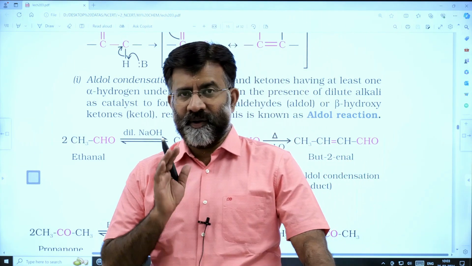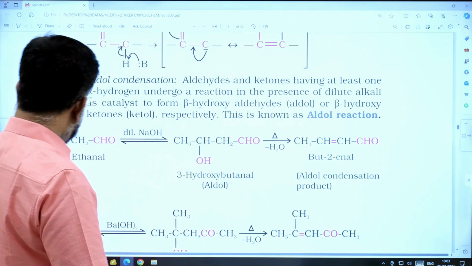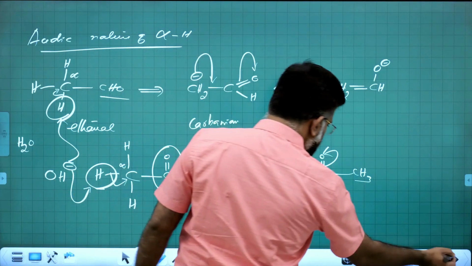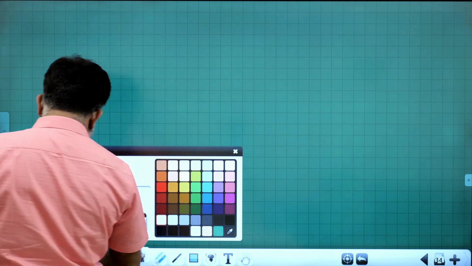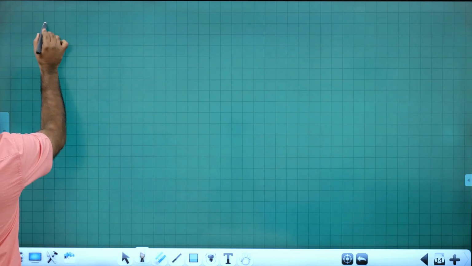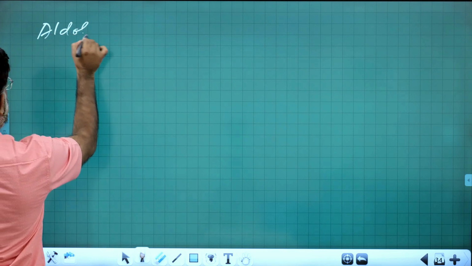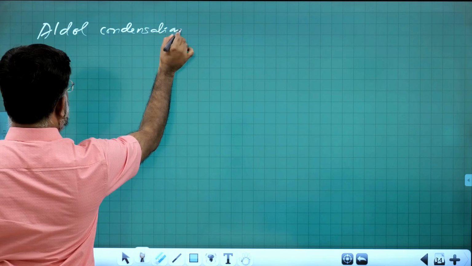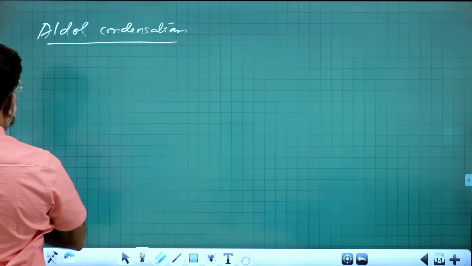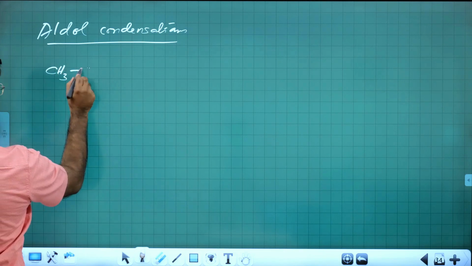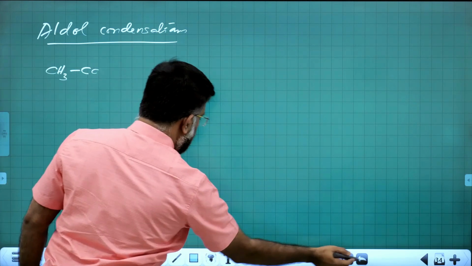So, aldol condensation. Aldol condensation is the reaction given by aldehydes and ketones that contain alpha hydrogen atom.